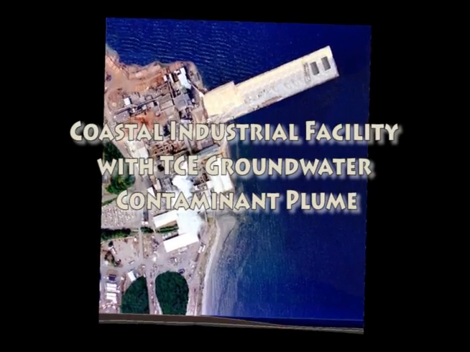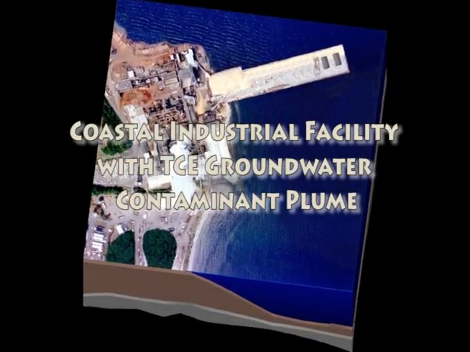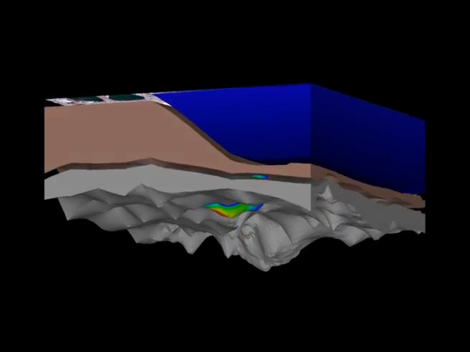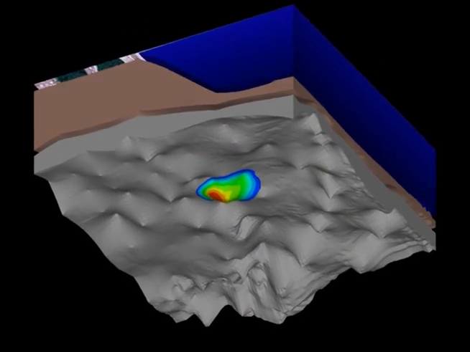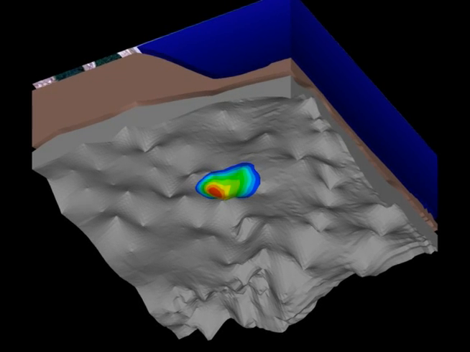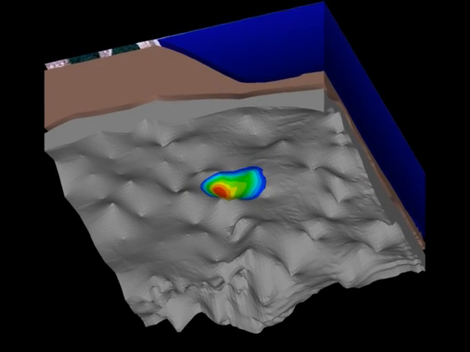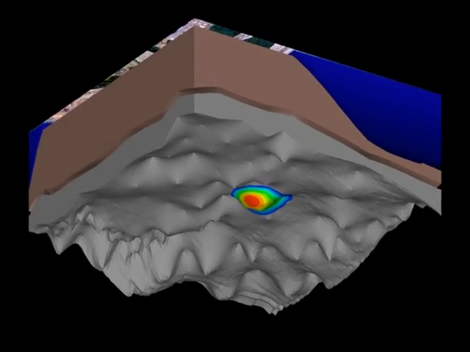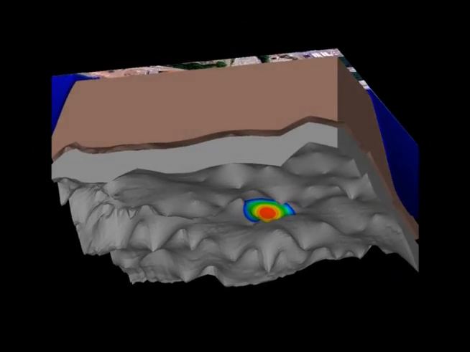EVS and MVS allow you to combine soil and/or groundwater contamination data, geologic observations, site survey data, aerial photos, maps and shapefiles, and three-dimensional models of buildings and structures. The following animation demonstrates that level of integration.